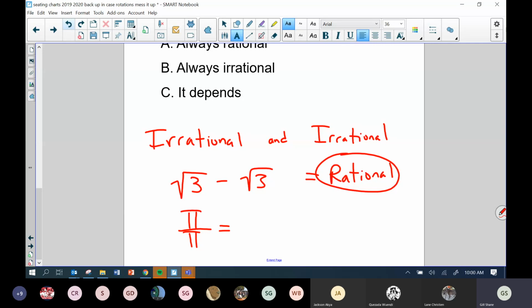What's 3 divided by 3? 1. What's 4 divided by 4? 1. What's a million divided by a million? 1. So what's pi divided by pi? 1. So that's 1.